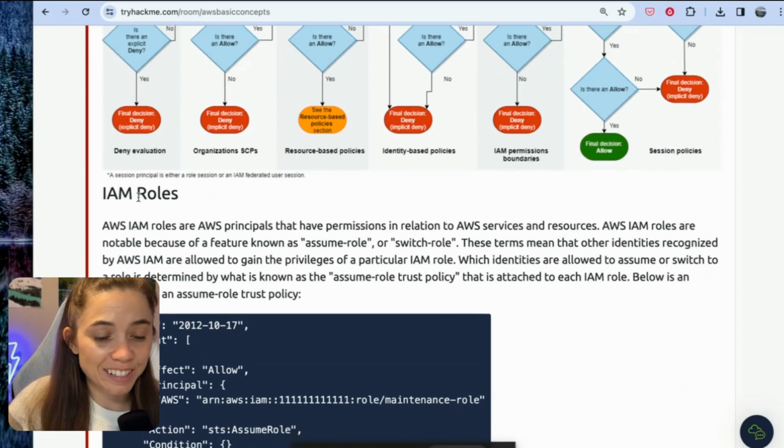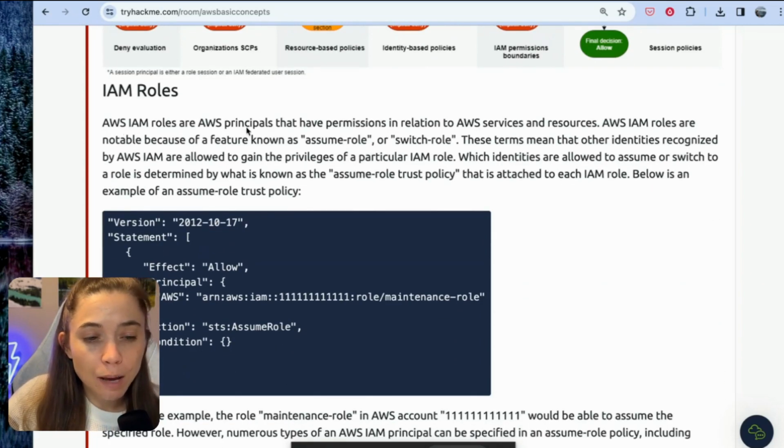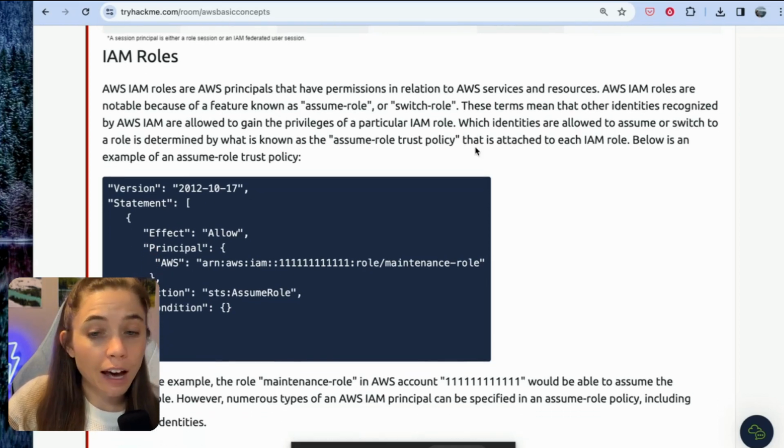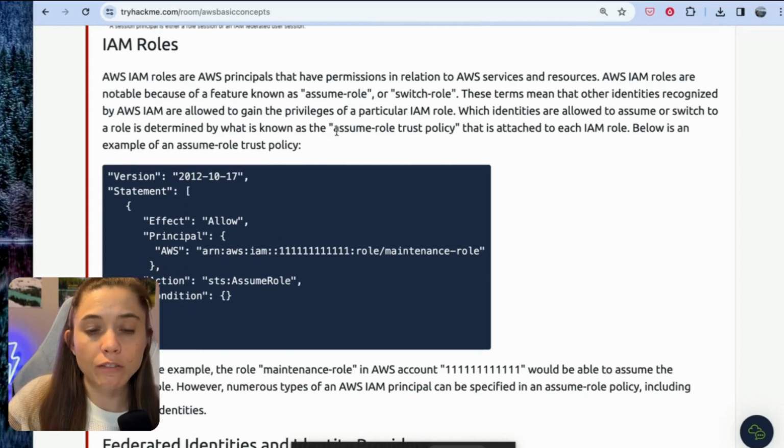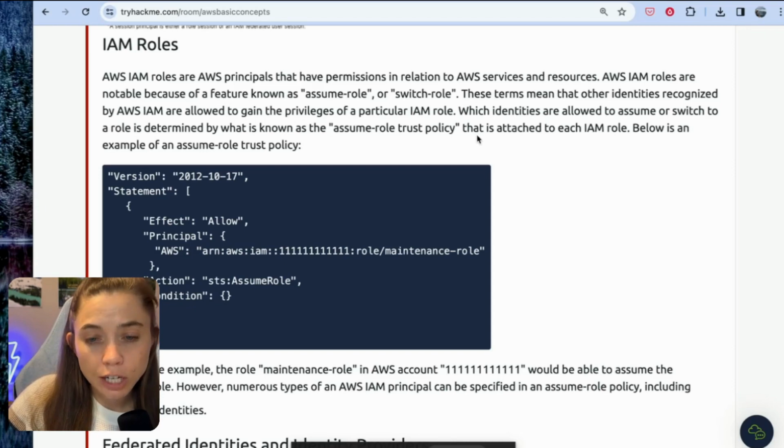IAM roles. Okay, this is a great topic. AWS IAM roles are AWS principals that have permissions in relation to AWS services and resources. These IAM roles are notable because of a feature known as assume role or switch role. These terms mean that other identities recognized by AWS IAM are allowed to gain the privilege of a particular IAM role. Which identities are allowed to assume or switch to a role is determined by what is known as the assume role trust policy that is attached to each IAM role.